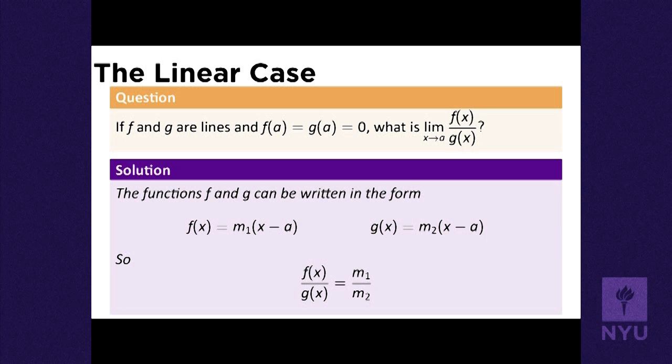So for linear functions, the limit as x goes to a of f of x over g of x is the limit as x goes to a of one slope divided by the other slope, which doesn't depend on the fact that f of a and g of a are 0. Right? It just divides out nice and smoothly. Okay. So that would be great if all the functions we ever had to look at were lines.